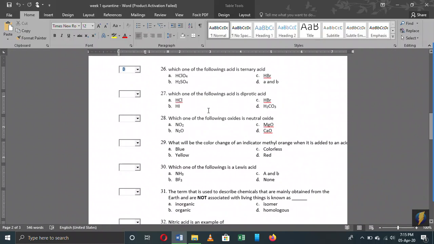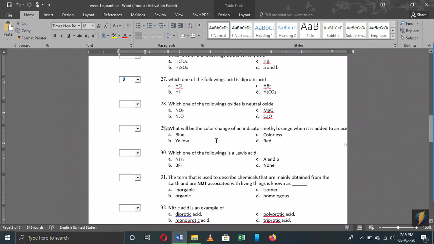Now, which of the following acids is diprotic? Diprotic means it has two hydrogens, or it donates 2 hydrogens to water when it dissolves in the water. So the correct answer is H2CO3, because it has 2 hydrogens over here. All the other acids have only 1 hydrogen. So the correct answer is D.